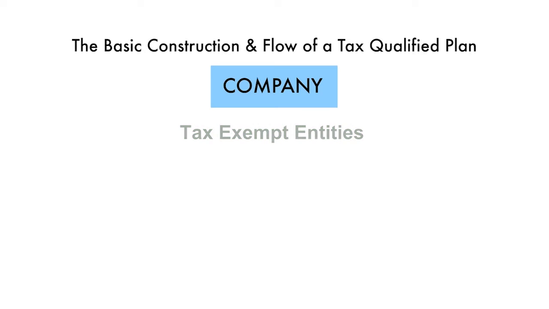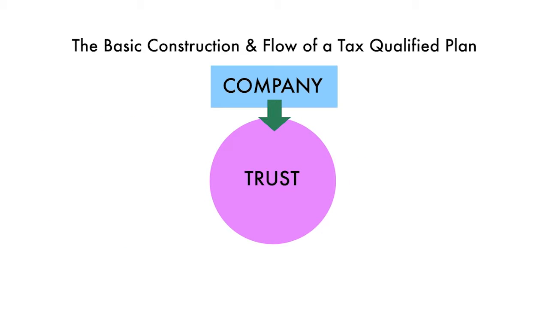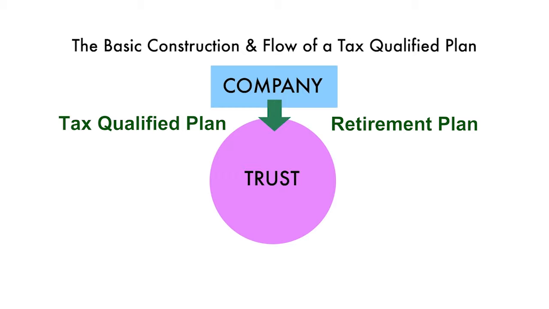The sponsoring company establishes a tax-sheltered trust. It is a separate entity with a separate tax ID number or trust ID number and will file its own tax return specific to the retirement trust. A Form 5500 and associated schedules will be used. We also refer to the trust as a tax-qualified plan or retirement plan.